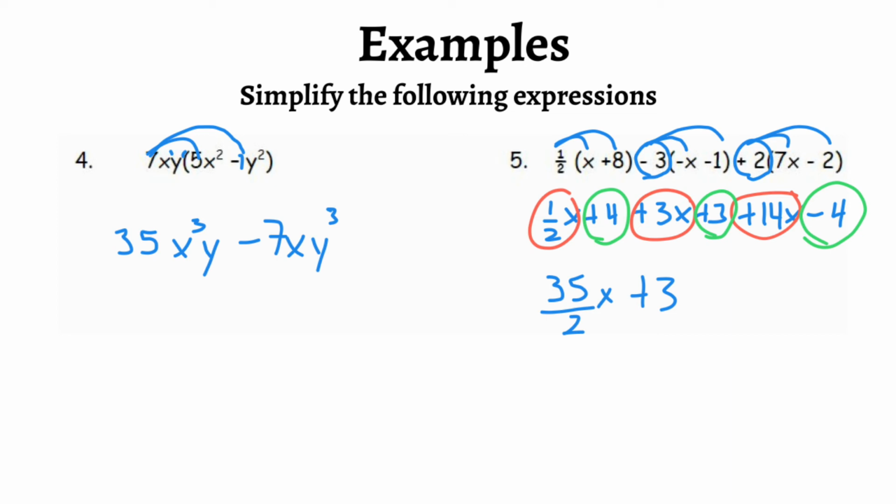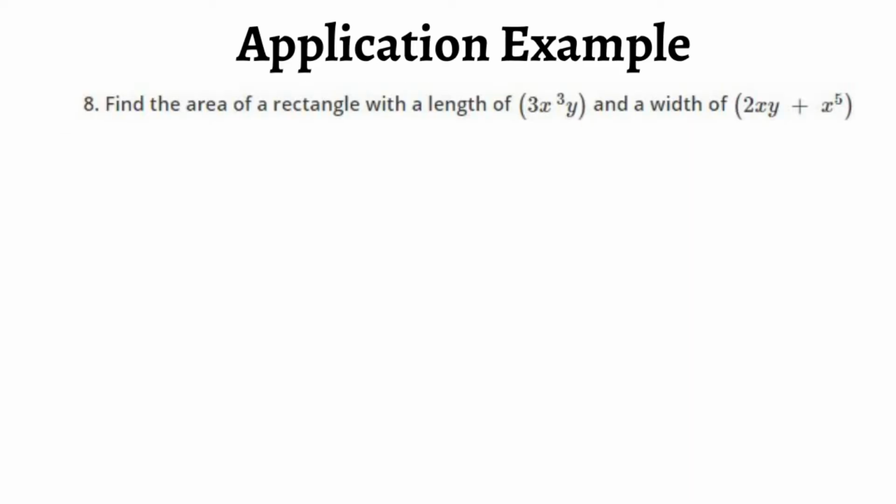You want to distribute into the parentheses. If you're multiplying variables with variables, you add the exponents. Otherwise, you just multiply the numbers. Let's try one last example. Let's put this application to use. Here we're trying to find the area of a rectangle that has the length of 3x cubed y and the width of 2xy plus x to the 5th.